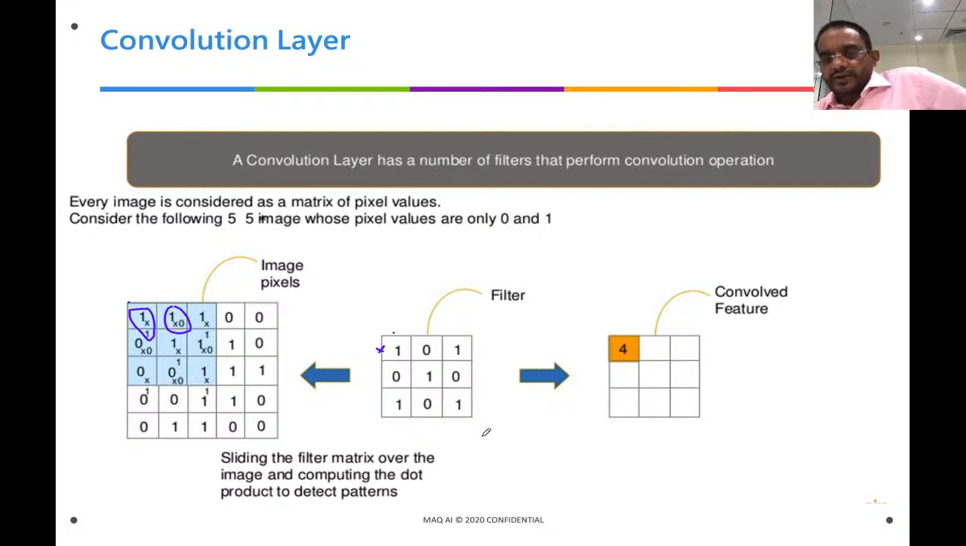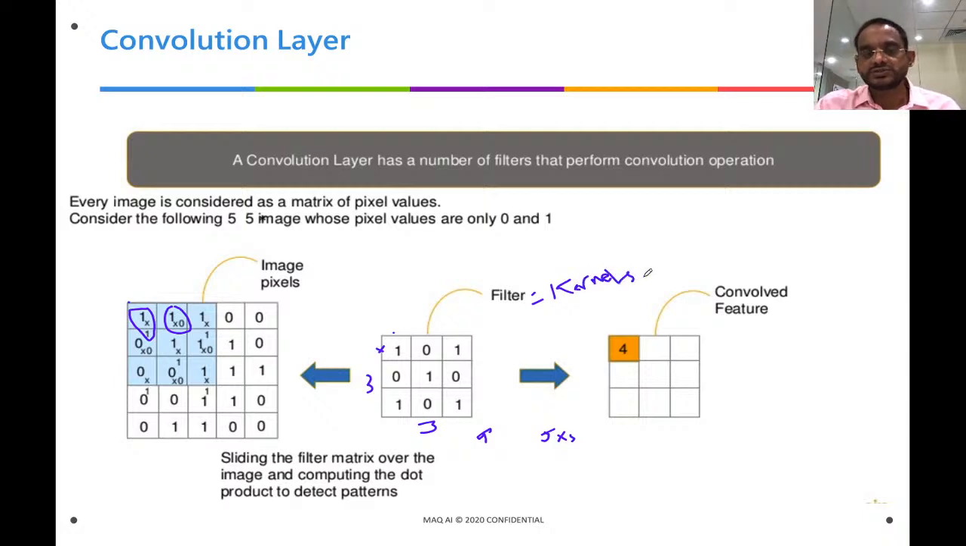You also have another method where you divide it by the number of features that you are dealing with. For this 3 by 3 matrix, you would divide by 9. We can avoid that for now. Now this is the filter, which is nothing but a weight matrix. You can have 3 by 3, you can have 5 by 5. These filters are also called kernels. These are kernels, or weight matrices, or weight clusters.